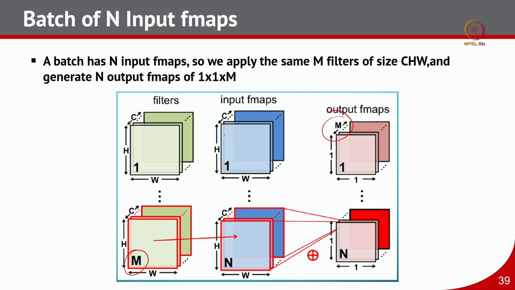Since we have a total of n input feature maps, we have n output feature maps also. So for each input feature map, we will get one output feature map, correct? So that's all about the fully connected layer.